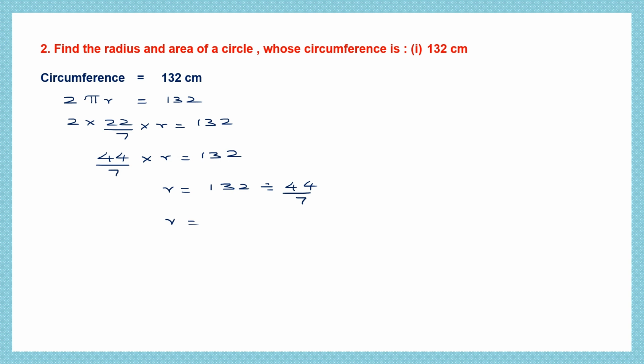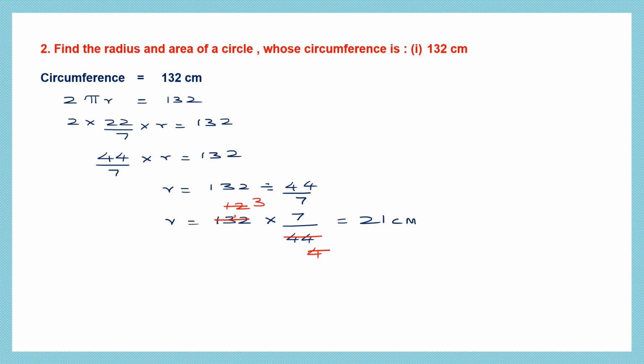That is, r is equal to 132. Division changes to multiplication and we write the reciprocal, 7 by 44. Let's see what we can cancel. We can cancel 44 and 132 by 11. 11 fours are 44, and 11 twelves are 132, so 12, again 4 ones and 4 threes. So 3 sevens are 21. So we have found the radius. The radius is 21 centimeters.